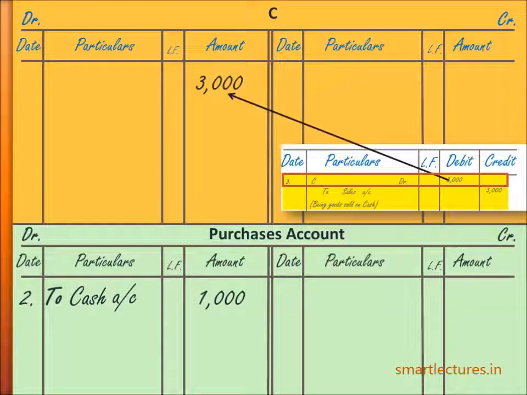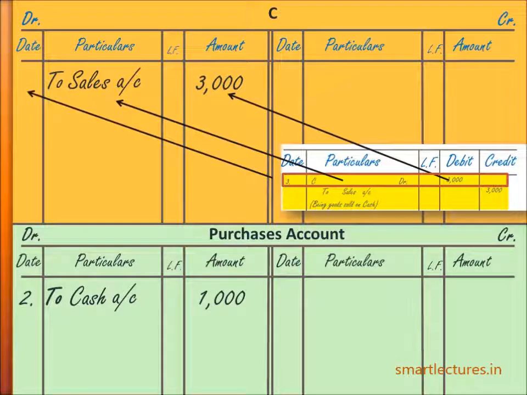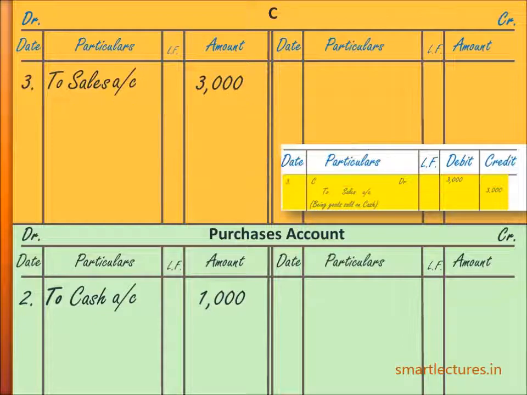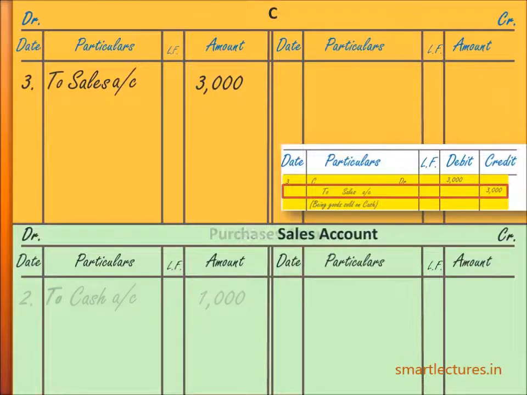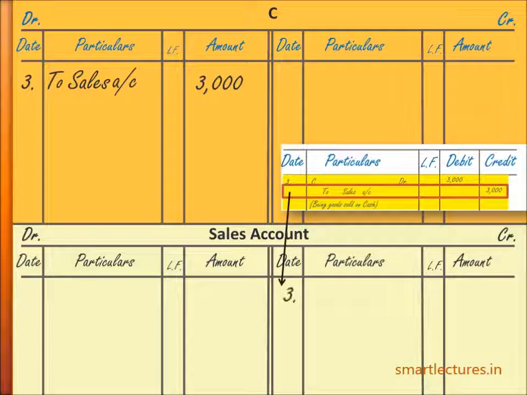And what will be the narration? To sales, because opposite C, the account is sales account. And the date will be 3. Now to sales account, rupees 3,000. It means sales account should be credited by rupees 3,000 in the ledger posting. Move to sales account. On credit side, write down 3 in the date column, then write down 3,000 on the credit side of amount column.